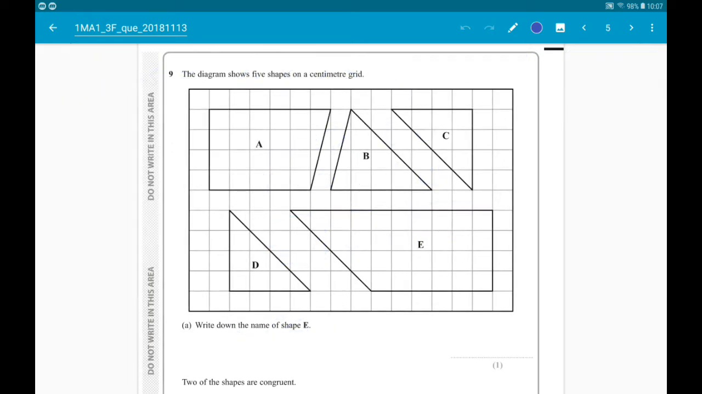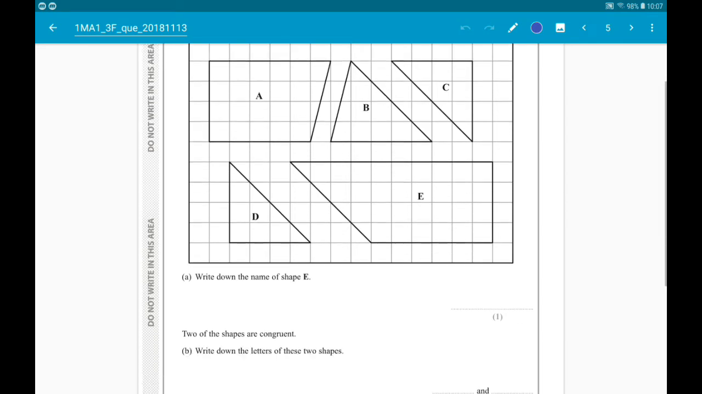Okay, number 9. The diagram shows 5 shapes on a centimetre grid. Part A, I'm just to write down the name of shape E. So, shape E, even though it sort of looks like it's upside down, it's a trapezium.